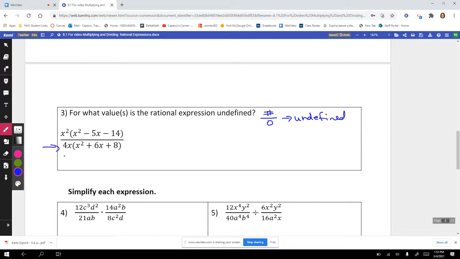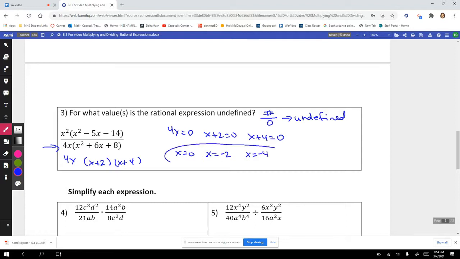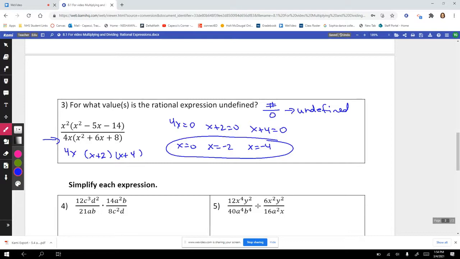So what I'm going to do is I'm going to factor this first, right? Pull everything apart. The x signs are the same. I get 2 and 4. So I need to set 4x equal to 0, x plus 2 equal to 0, and x plus 4 equal to 0. That's going to help me get my answer because of that zero product property. So my final answers are x is equal to 0, x is equal to negative 2, and x is equal to negative 4 when I solve for x. All of those values would give me a 0 on your denominator, which would make that rational expression undefined.